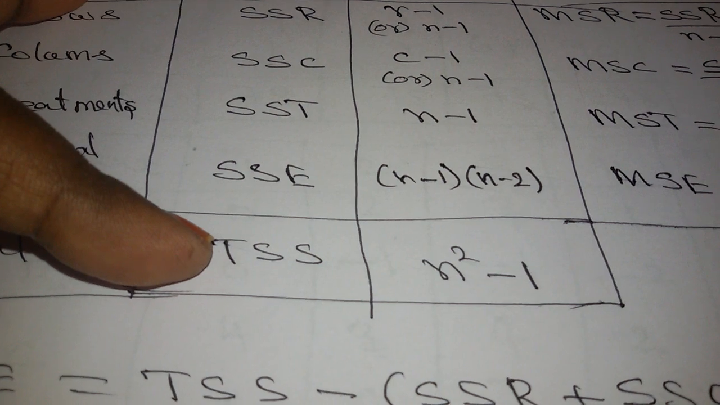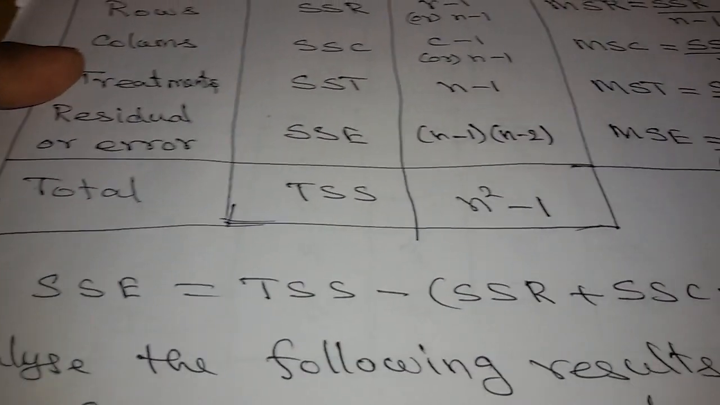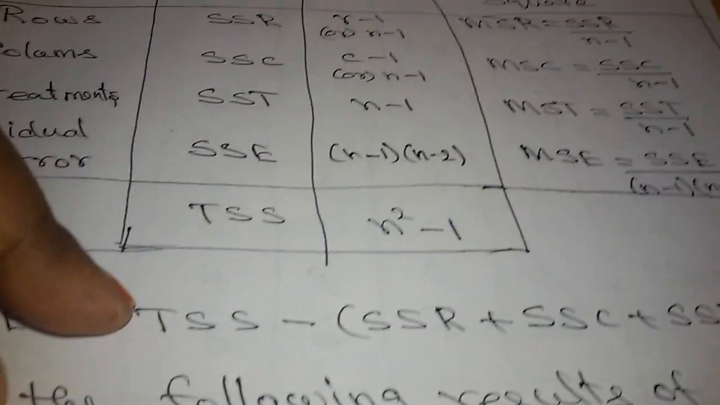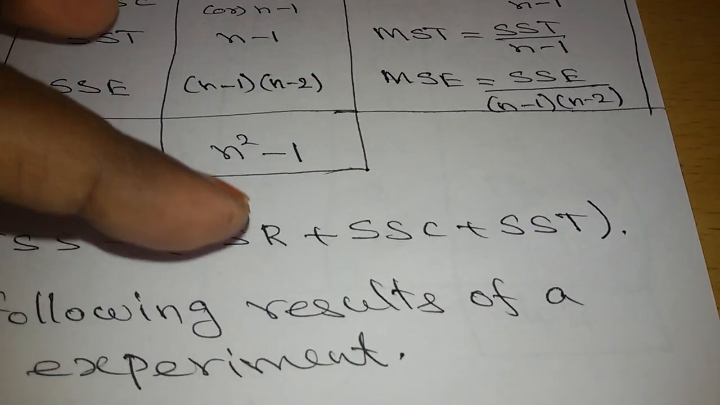The total sum of squares is TSS, with degrees of freedom n squared minus 1. And SSE can be calculated from this formula: TSS minus the sum of these three values.